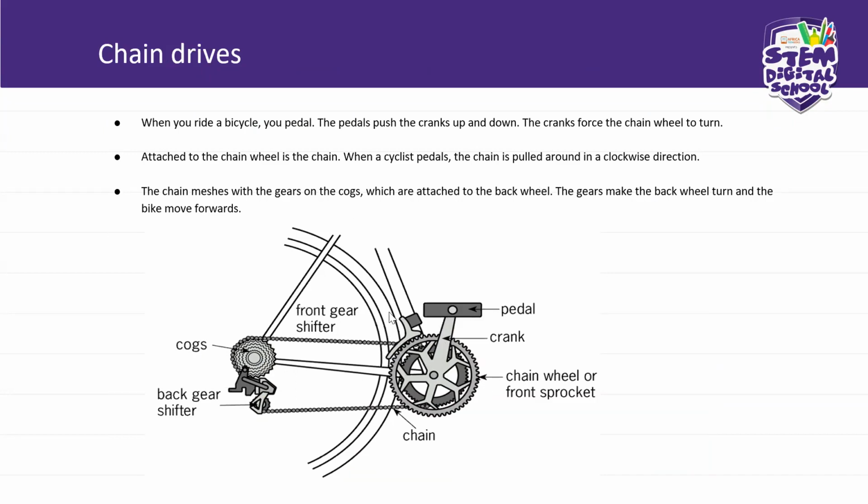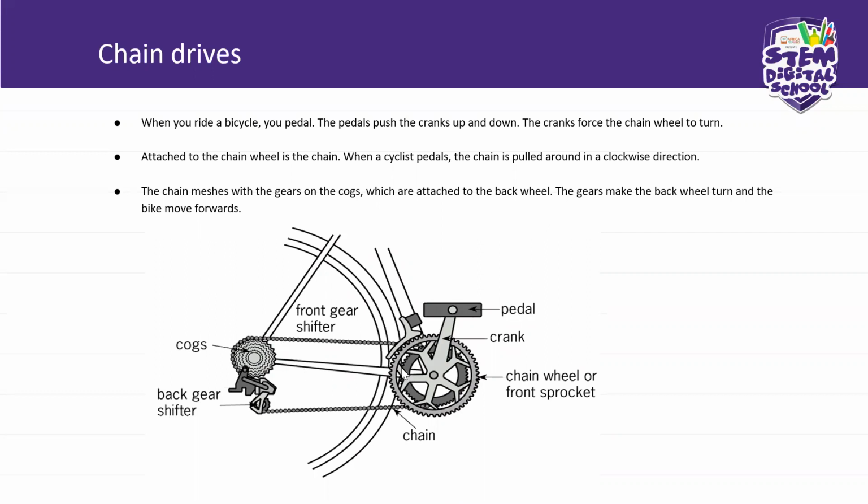Attached to the chain wheel is the chain. When a cyclist pedals, the chain is pulled around in a clockwise direction. This way, clockwise. The chain meshes with the gears on the cogs. The cogs are the teeth of the gear. And on the chain here, you have a space that is compatible with the size of the gear, right? The gears make the back wheel turn and the bike move forward.